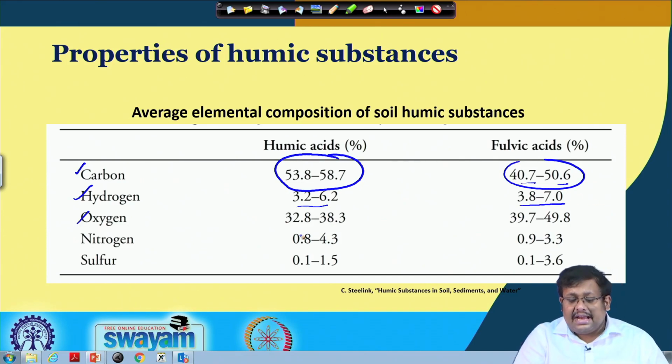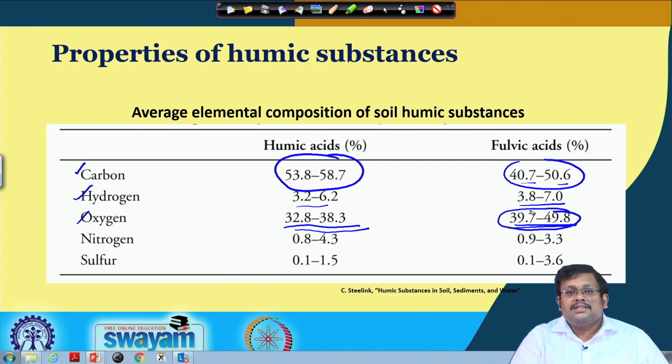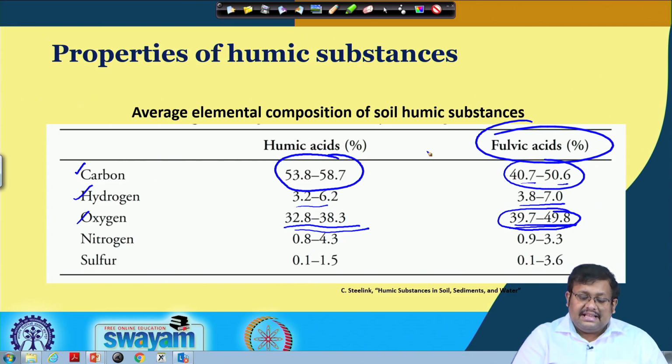Oxygen, on the other hand, in the humic compound is only 32.8 to 38.3%, and in case of fulvic acid it varies from 39.7 to 49.8%. So, fulvic acid contains more oxygen because they contain more oxygen bearing groups than humic acid, and as a result of containing more oxygen bearing groups, fulvic acid is more acidic in nature than humic acid.